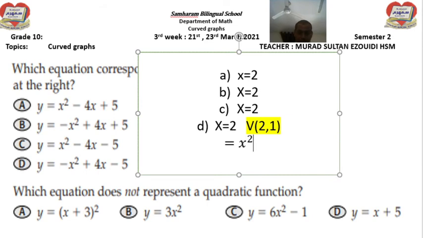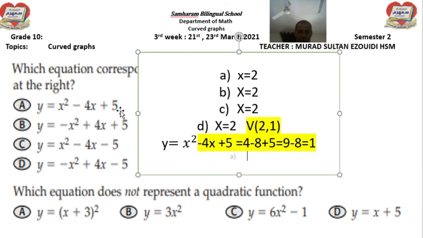Okay, x squared minus 4x plus 5. This is y, of course. We'll check if y, when x equals 2, will be 1 or not. When x equals 2, 2 squared is 4, minus 4 multiplied by 2 is 8, plus 5. So 4 plus 5 is 9, and 9 minus 8 is equal to 1. Okay, this is correct. Now, if it were minus 1, all the other answers would not be true.